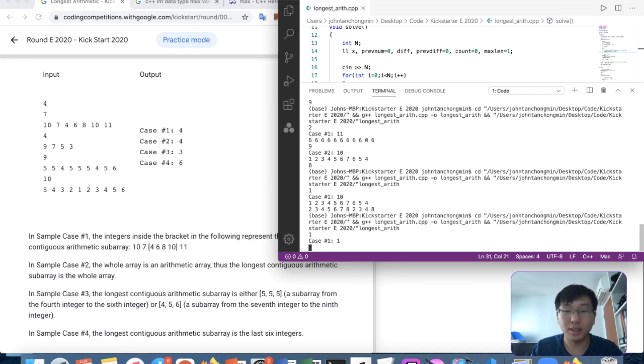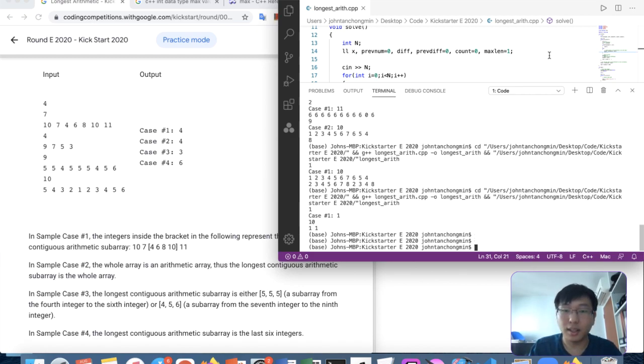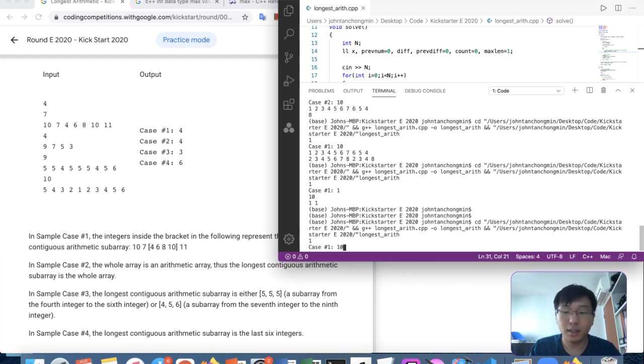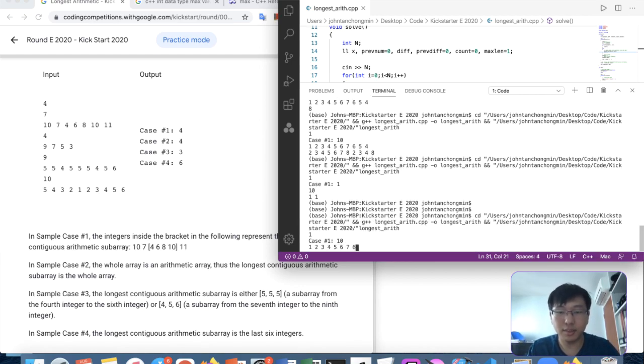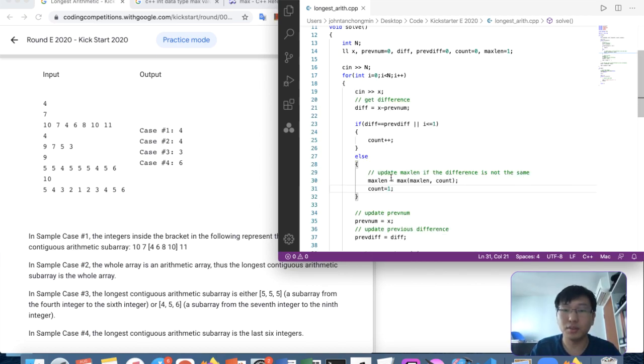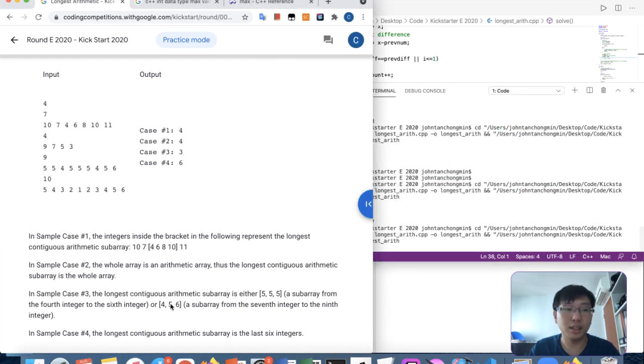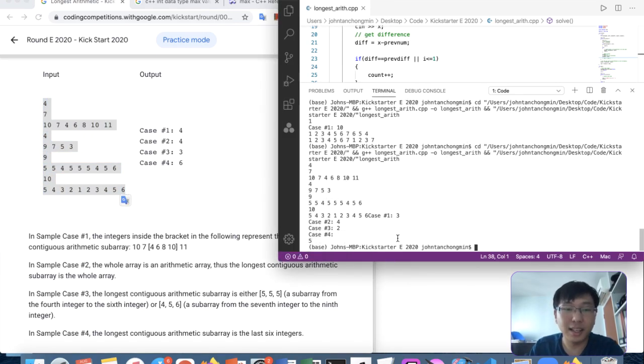So let's try this out again. 1, 2, 3, 4, 5, 6, 7, 6, 5, 4. Oh, wait, I need to do 10 numbers first. Okay, let's try again: 10, 1, 2, 3, 4, 5, 6, 7, 6, 5, 4. Very good, it prints out 7 now. Okay, let's see whether it works for the original cases. So my logic has some issues, rightly pointed out by the judge. I got a wrong answer. Somehow it luckily passed for this test case, but that doesn't mean that it's correct.